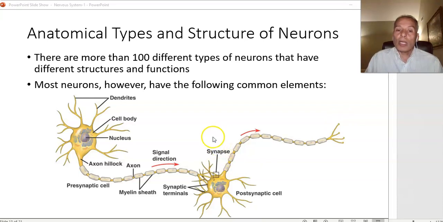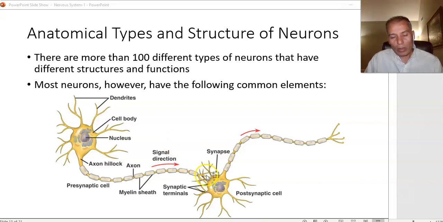So keep in mind that a signal in a neuron only travels in one direction. It cannot travel back. The signal always comes from the cell body, the axon hillock, through the axon to the synaptic terminals. It does not travel back. The synaptic terminal then connects onto different neurons, different areas, and then the signal goes from the synaptic terminals to other neurons.